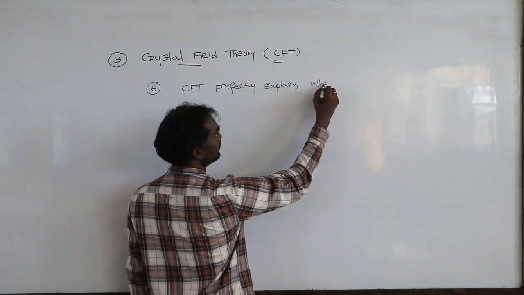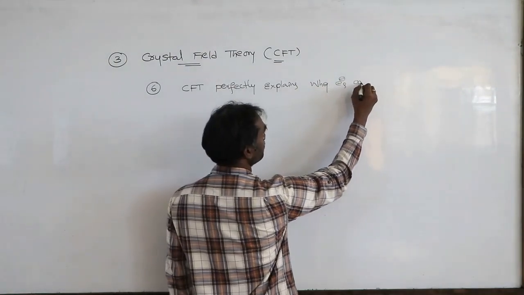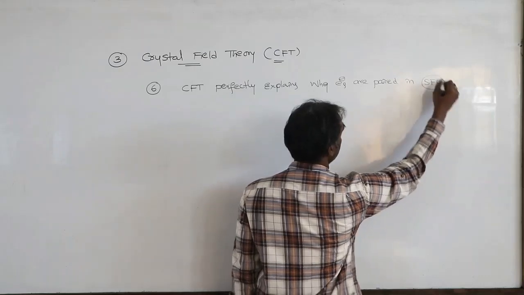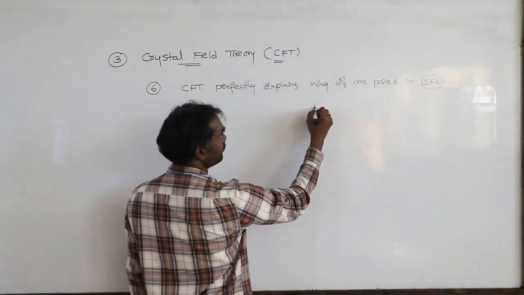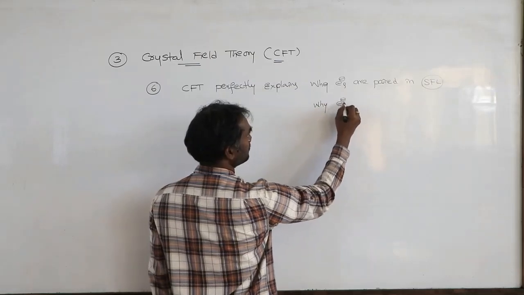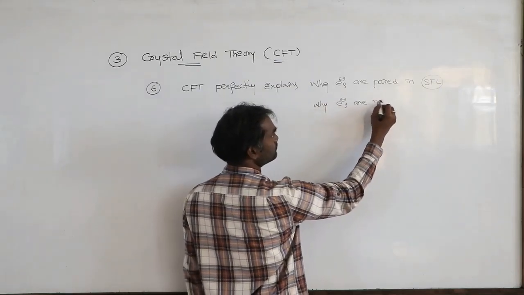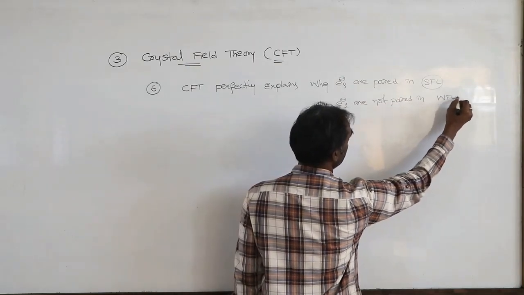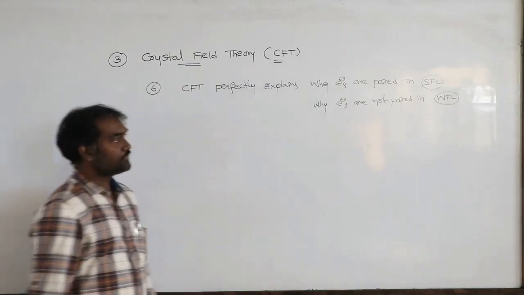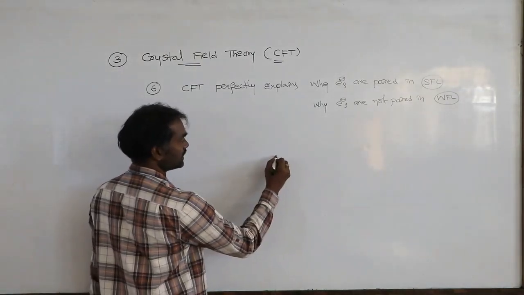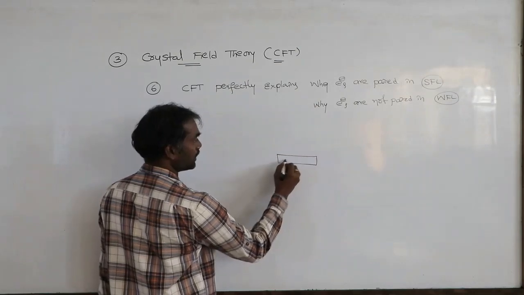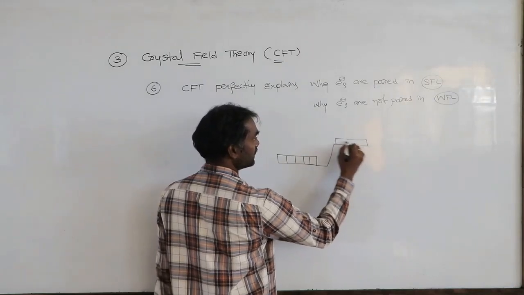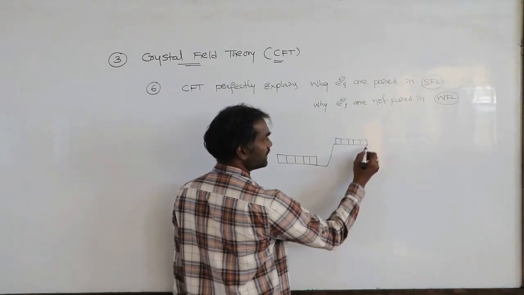So why are electrons paired in strong field ligand, and why are electrons not paired in weak field ligands? See, if you see the ground state, the d block orbital ground state, next excited, so that is the degenerated level.